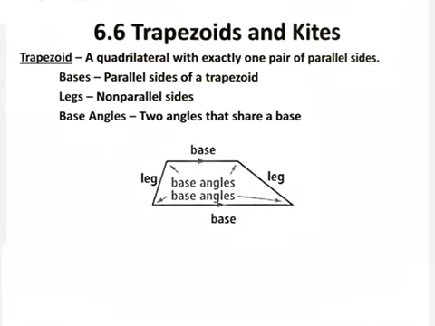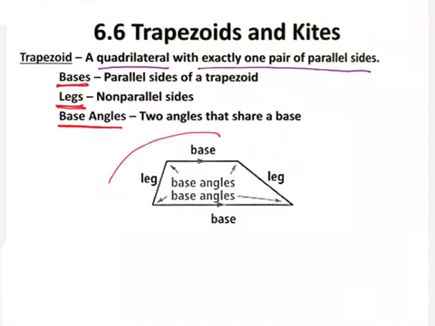Section 6.6, trapezoids and kites. So a trapezoid is a quadrilateral with exactly one pair of parallel sides. Things to keep in mind are the terms bases, which refer to the parallel sides of the trapezoid, legs, which are the non-parallel sides, and then base angles, which are any two angles in the trapezoid that share a common base.